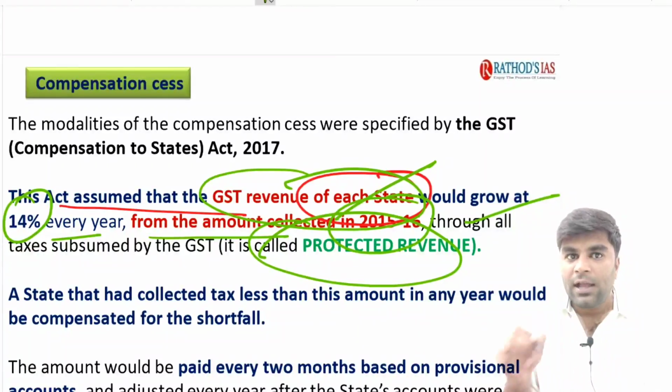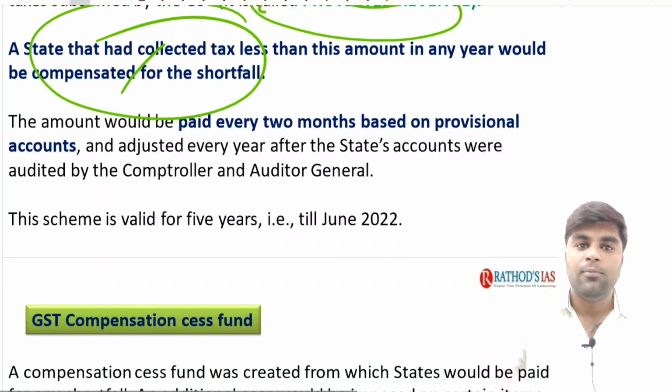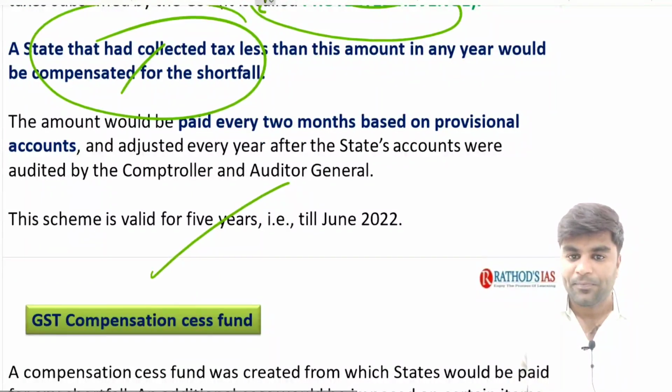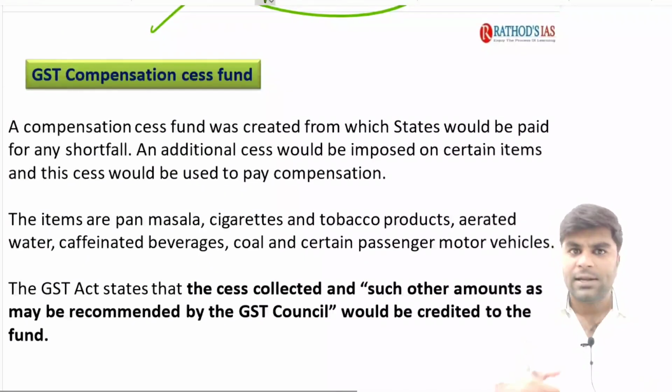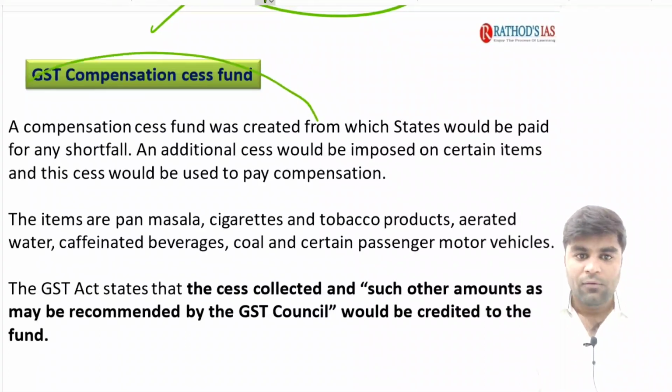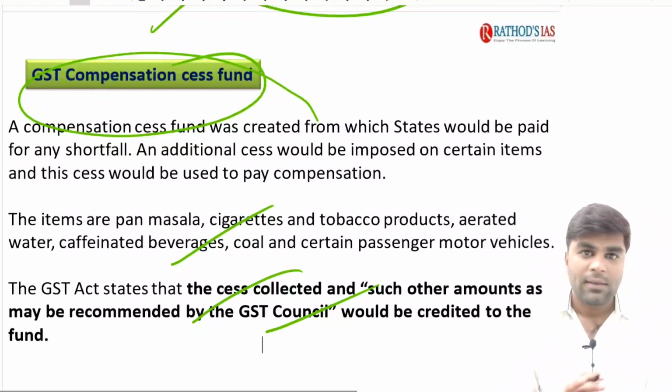And the difference between the actual revenue collected and the protected revenue, that is 34, will be given out of the GST compensation fund, which is filled by imposing the GST compensation cess. It will be given to the states every 2 months, and it is going to be given up to 2022. This particular year, it is going to end, and states are demanding it to continue. And we have the GST compensation cess fund that we have discussed. I hope the concept is very clear in its totality.